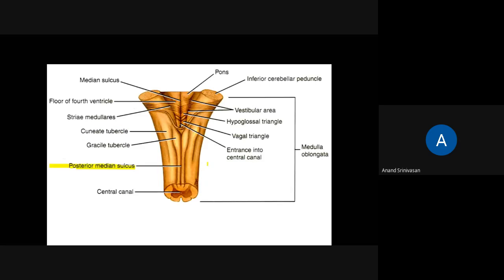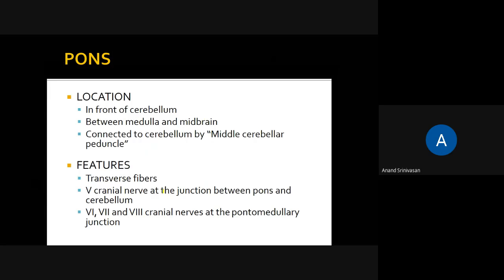Coming to the next one. In this one, only the posterior median fissure is needed. The other things are for the medical students. So you just remember only the posterior median sulcus right now. Now coming to the next part of the brainstem, which is above the medulla. So this is the pons.